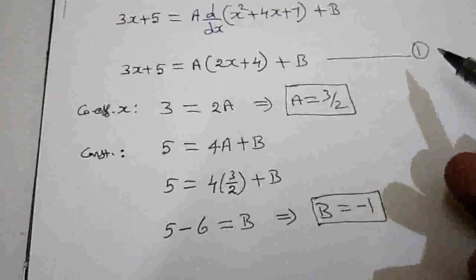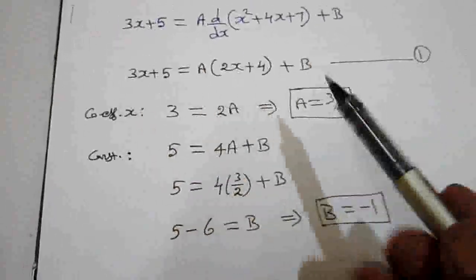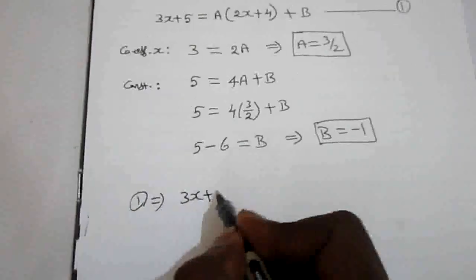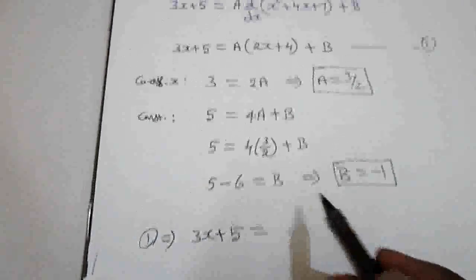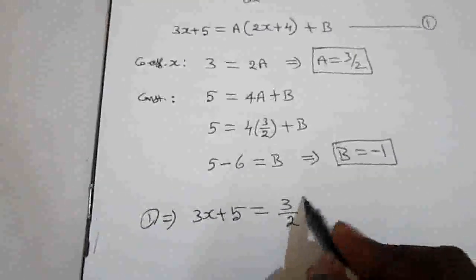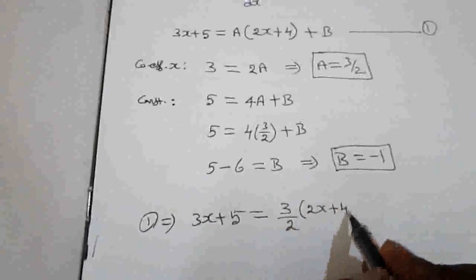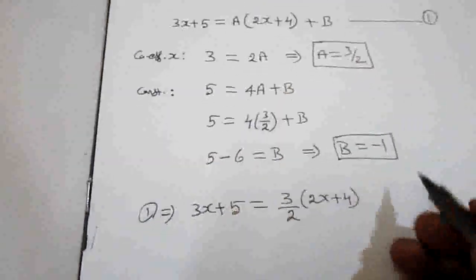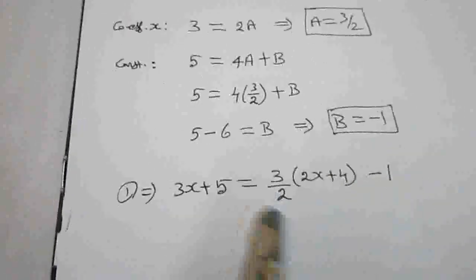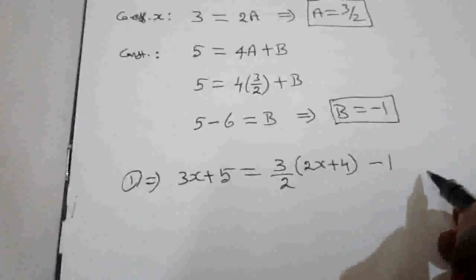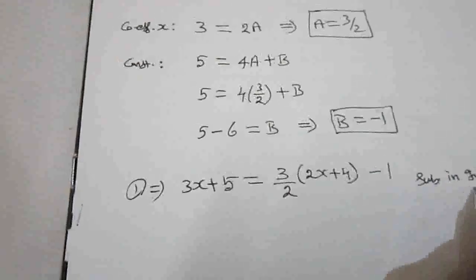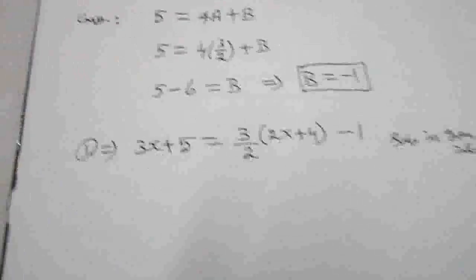Substituting in equation 1, the numerator becomes 3x + 5 equal to 3/2 into (2x + 4) plus b, where b is minus 1. Now the numerator is changed like this. Now substituting in the given integral. So what is the given integral now?